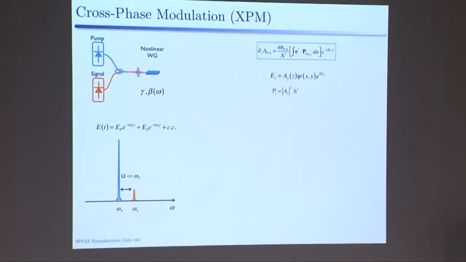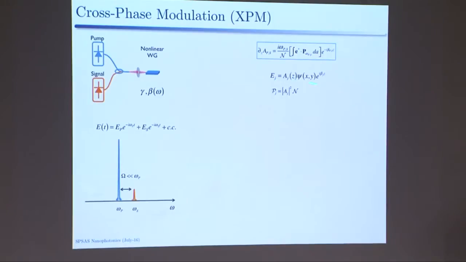Let's go to our next example. We're going to get two signals now, and I'm going to go a little faster. And we want to see cross-phase modulation. Well, I have two frequencies. And I already said, from our menu, what are the terms that oscillate at omega P or omega S from that nonlinear polarization? We have the self-phase modulation term and the cross-phase modulation term. We also have the four-wave mixing terms, but for now I will ignore them.